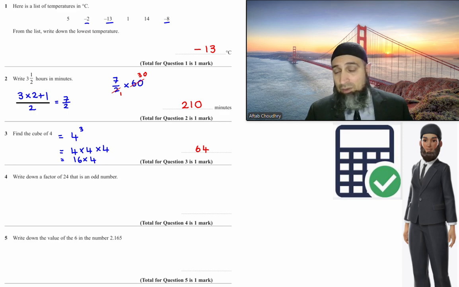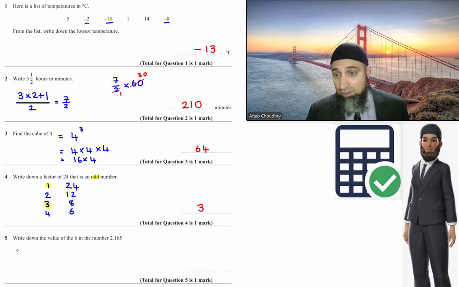And then over here, question number 4, it says write down a factor of 24 that is an odd number. Well, these are the possibilities you can get. So you can get 1 times 24, you can get 2 multiplied by 12, 3 multiplied by 8, and 4 multiplied by 6. But the emphasis over here is actually asking you for an odd number from this list. So we're looking for an odd number. So the only odd numbers are either going to be the 1 or the 3, so either one. So on this occasion, I'm just going to write down 3.